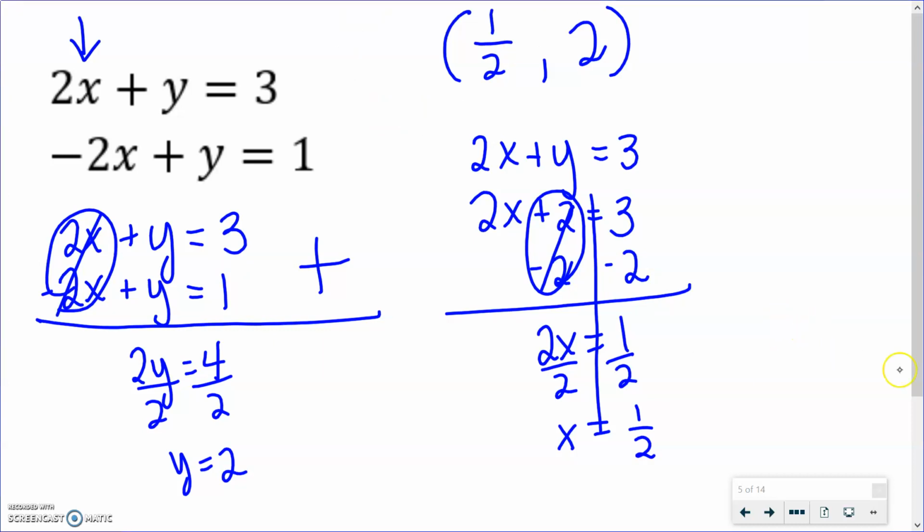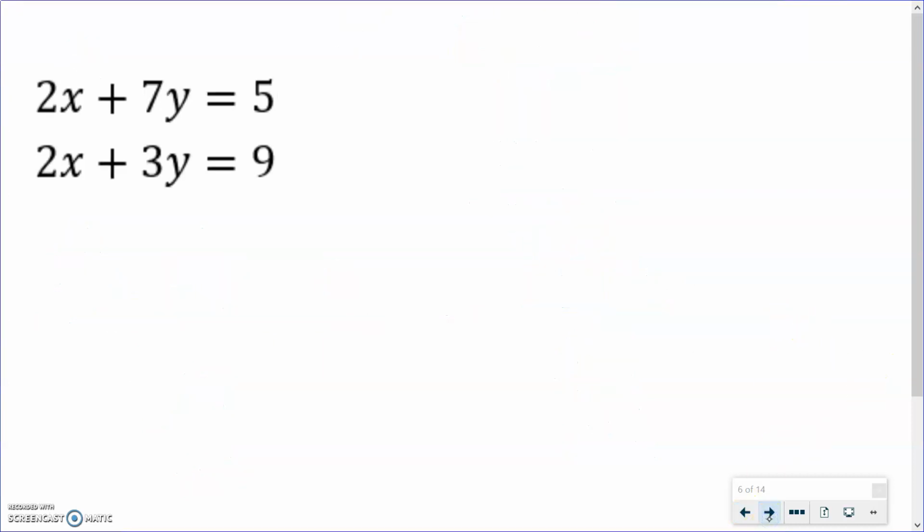Okay. Let's do one more. So we have 2x plus 7y equals 5, and 2x plus 3y equals 9. This one, I would like to get this bottom one multiplied by -1 because it's positive 2x and positive 2x. And if I add positive 2x and positive 2x, they're not going to eliminate. I have to multiply it so that when I add those two together, they go away.